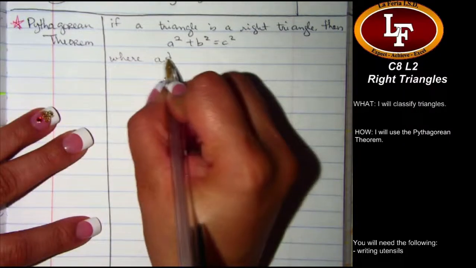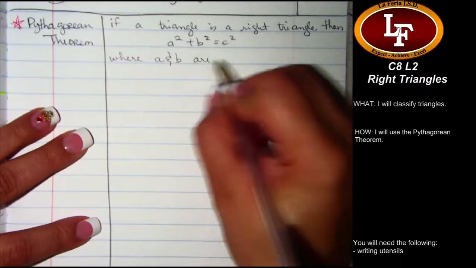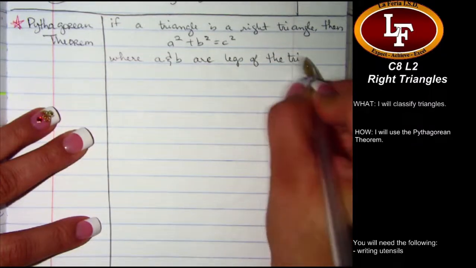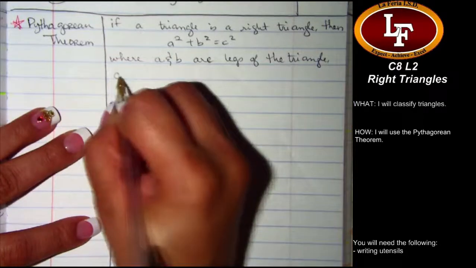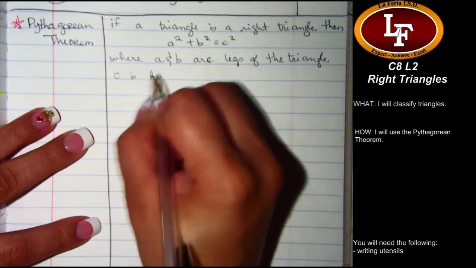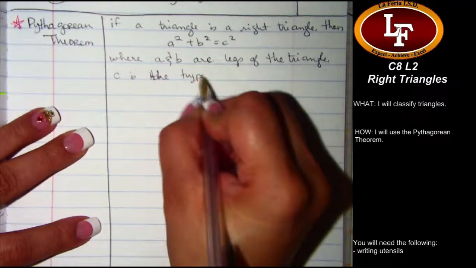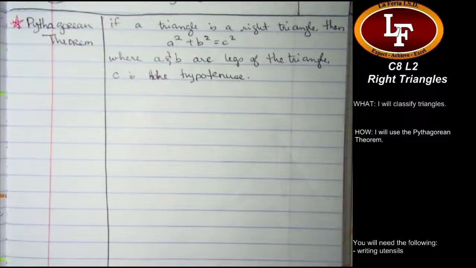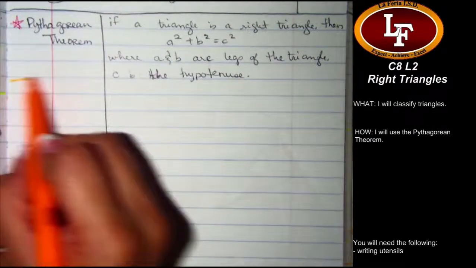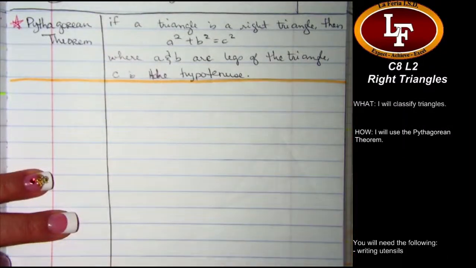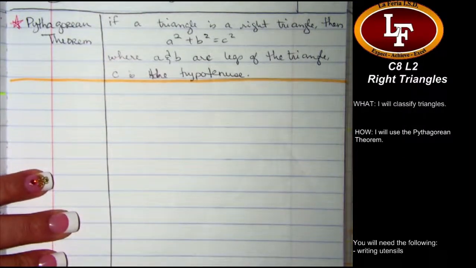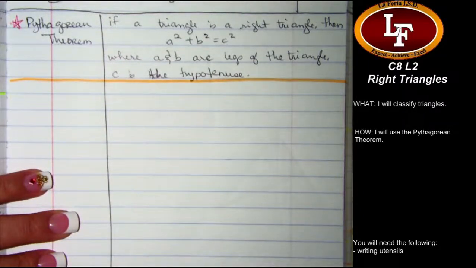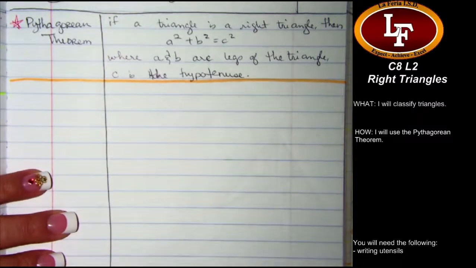We're going to have A and B be the legs of the triangle. And we're going to have C be the hypotenuse. That is the longest side of the right triangle. It's right across from the 90-degree angle. A and B are legs of the triangle.